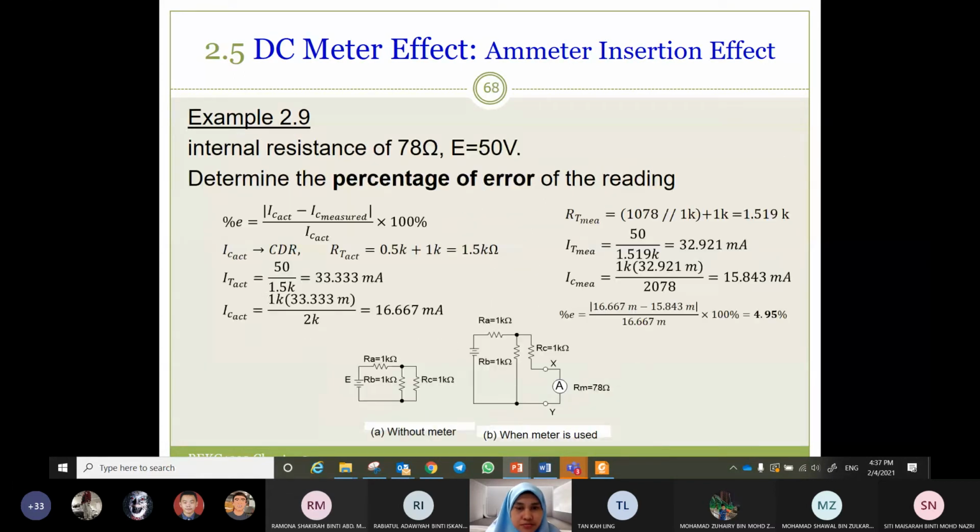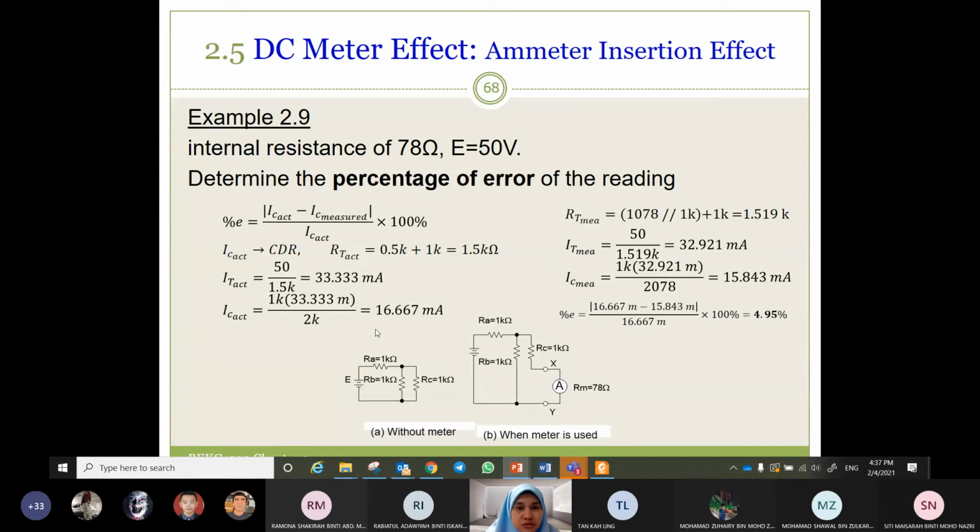Percentage error. To find the percentage error, we should know the measurement. We should find the actual current flowing through RC. How? By using the current divider principle. Because we have RA here, the voltage source of 50 volt cannot give directly 50 volt at the 1K here and RB and RC, because of the 1K at RA.